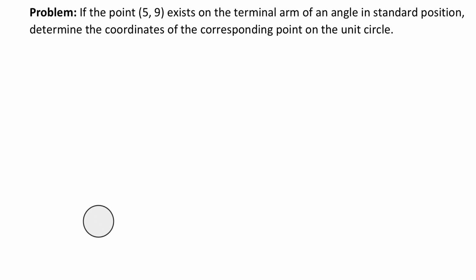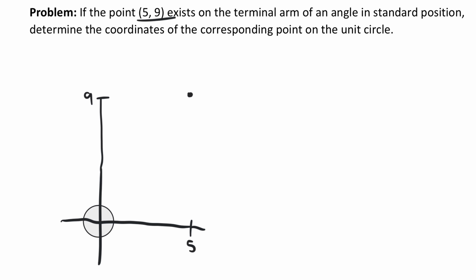We're going to draw a circle. And this is like a unit circle. Okay. And there's supposed to be a point. So 1, 2, 3, 4, 5 is maybe over here. Maybe 9 is up here. So here's the point, 5, 9. And this point exists on the terminal arm of an angle in standard position. In other words, we draw a line, right? This is a point on the arm, okay, of an angle.